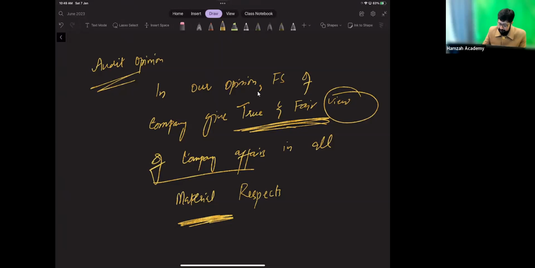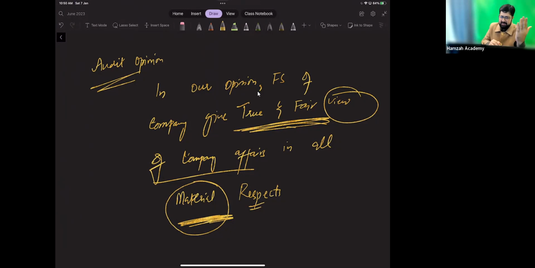First of all, material respect. So in other words, the auditor is saying financial statements are credible. They are correct in important aspects. They are showing the same as what is happening in the company. You can note down these simple words. The financial statements are representing the business, what is happening in the business, in important aspects. Some minor difference may be there.